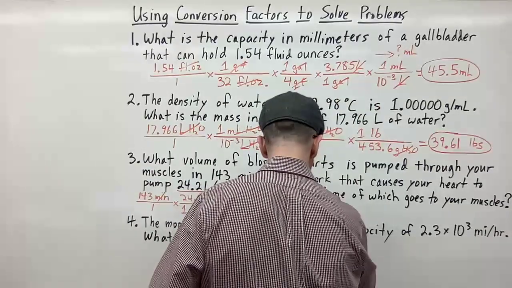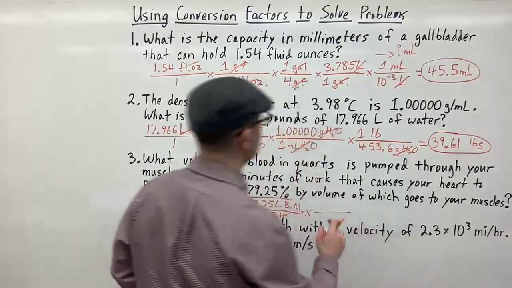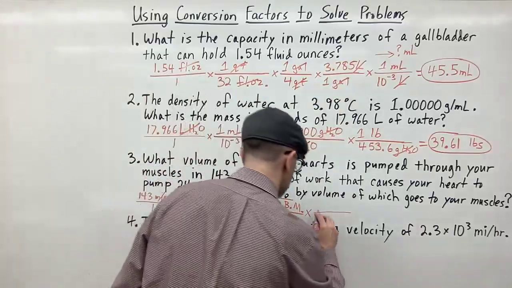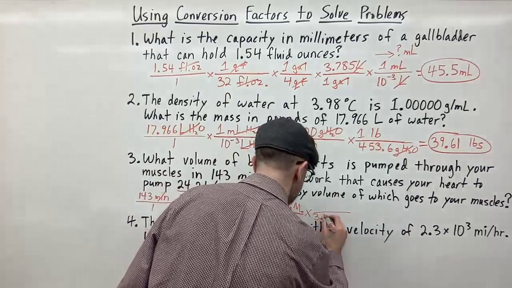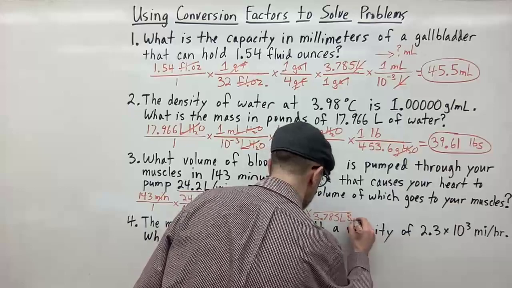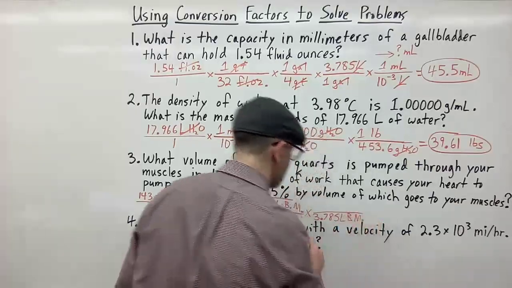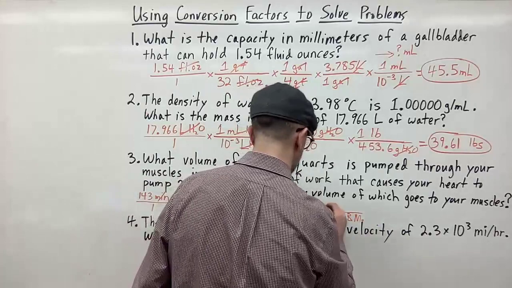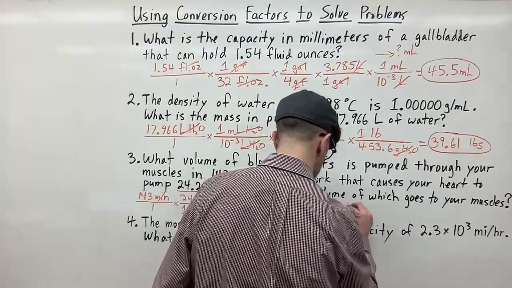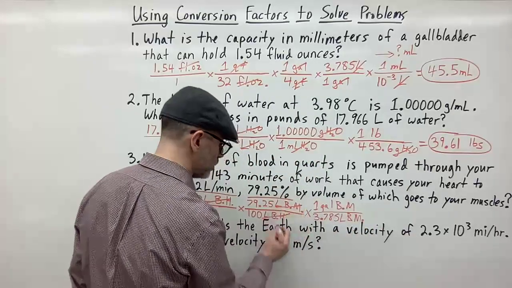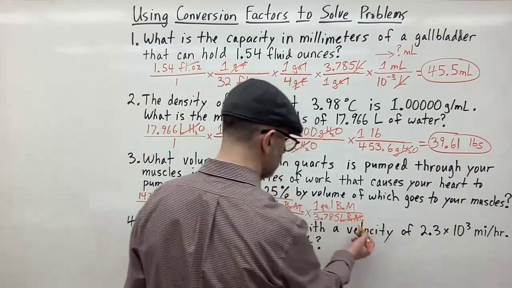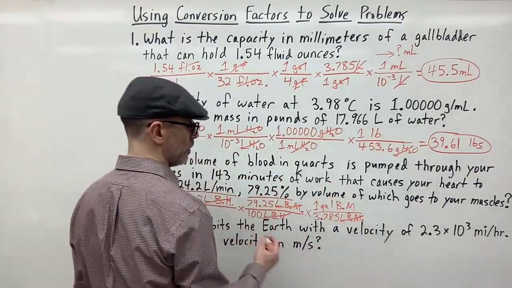So I know 1 gallon is equal to 3.785 liters. I'm going to put 3.785 liters of blood to the muscles on the bottom and 1 gallon of blood to the muscles on top. So liters of blood to the muscles cancel out. Now I have gallons of blood to the muscles.